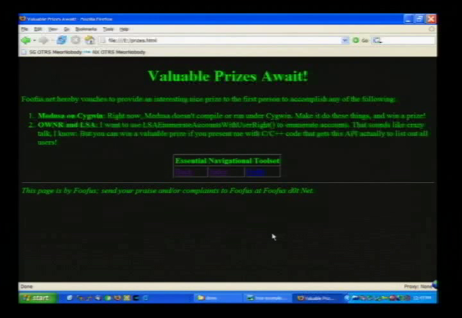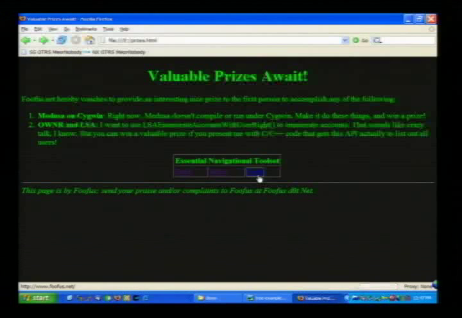So if anyone makes a program, in C or C++, that actually can enumerate all users on a system using that API call, let me know. Again, something nice will happen to you. And that's, whoops, should take me to foofus.net.